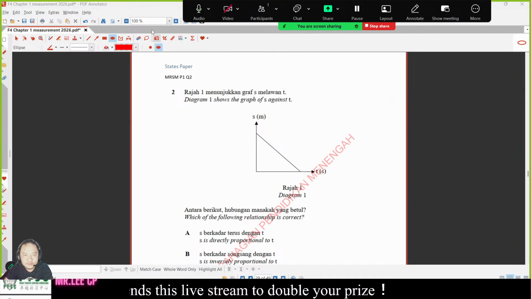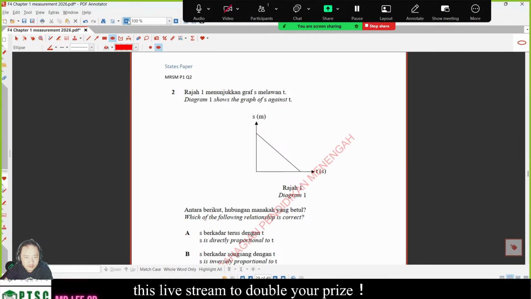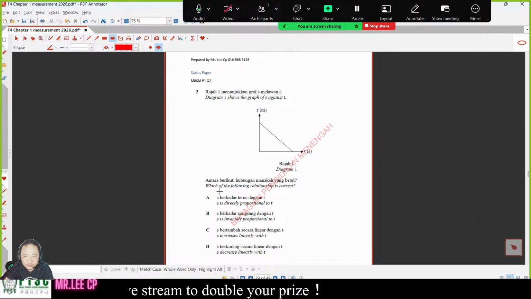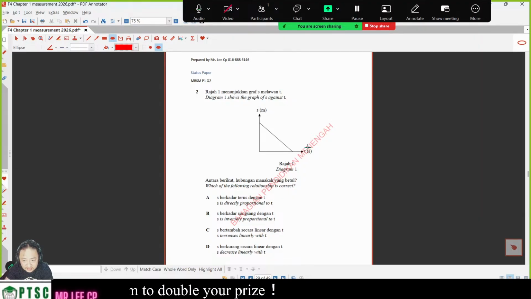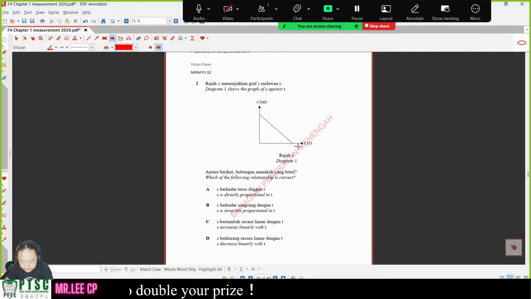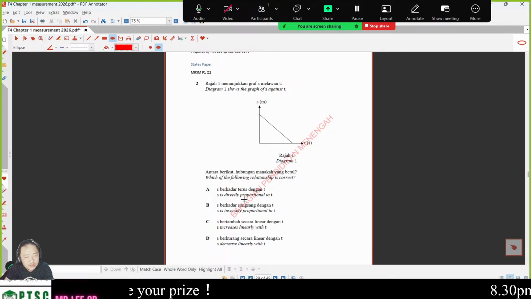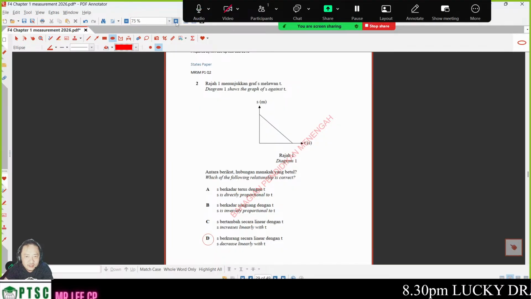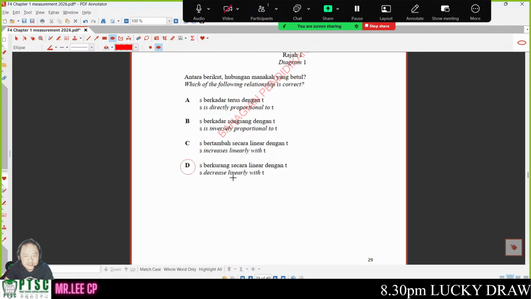Okay, next question. Diagram 1 shows a graph S against T. Which of the following relationships is correct? Now, this one is going down. So S is directly proportional, no. Inversely proportional, no. Increase, no. Decrease linearly, yes. Going down linearly. Linearly means straight line. S is decreasing with T.